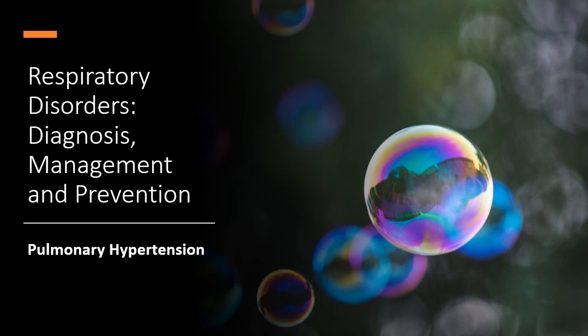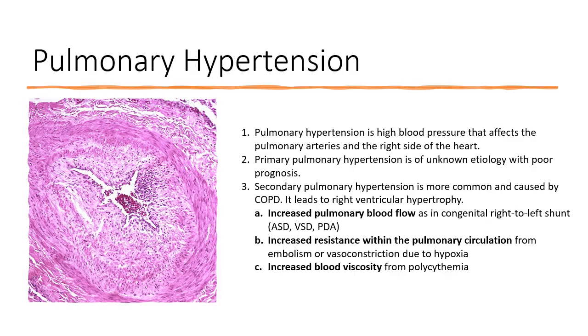We'll continue our discussion on respiratory disorders, diagnosis, management, and prevention. The topic is pulmonary vascular diseases. We'll discuss pulmonary hypertension. Pulmonary hypertension is high blood pressure that affects the pulmonary arteries in the right side of the heart.